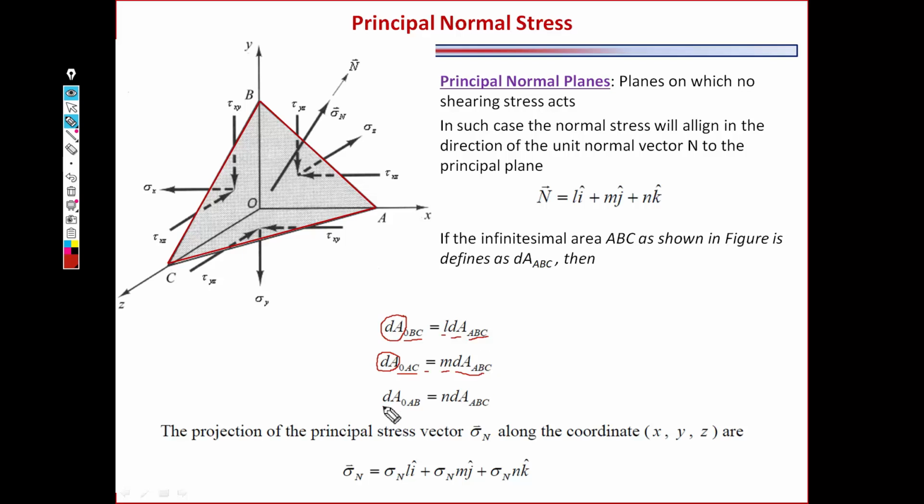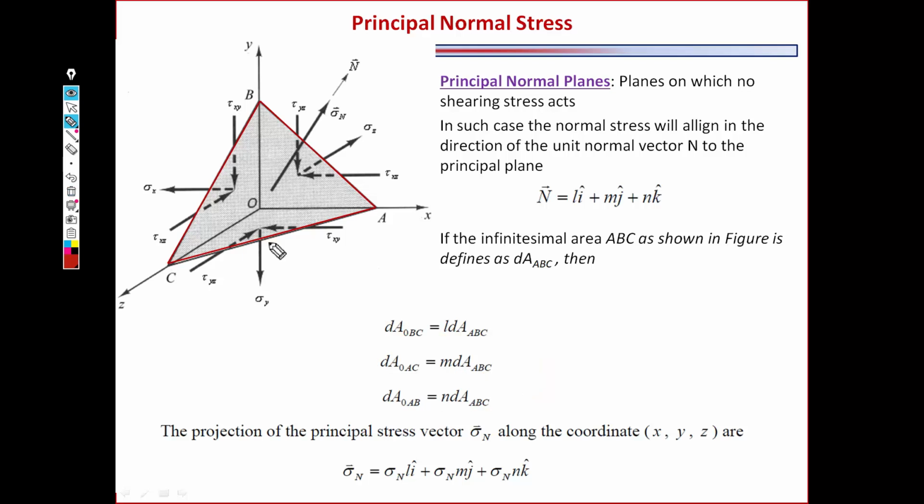The third relationship we can have: the small elemental area dA represented by the triangle OAB is equal to the direction cosine associated with it, n, multiplied by the small elemental area ABC. Now we know the three relationships between the triangle represented by the oblique plane ABC and its projections on the three different planes. The planes are represented by the XY plane, XZ plane and YZ plane.